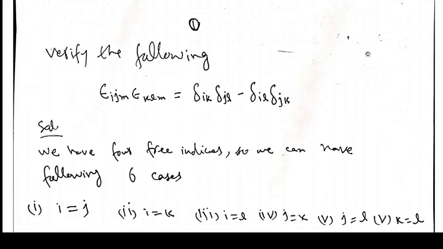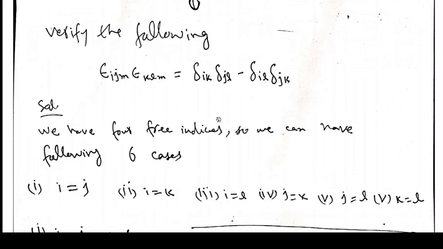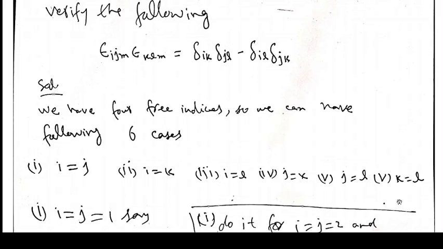Now this is the first problem, that we have product of this and it is equal to this. You can see that we have only one dummy index m and four free indices i, j, k, l. So by using these four free indices, we can have the following 6 cases. Either i is equal to j, i is equal to k, i is equal to l, 3 cases. Then j is equal to k, 4th, j is equal to l, 5th, and then k is equal to l, 6th case.